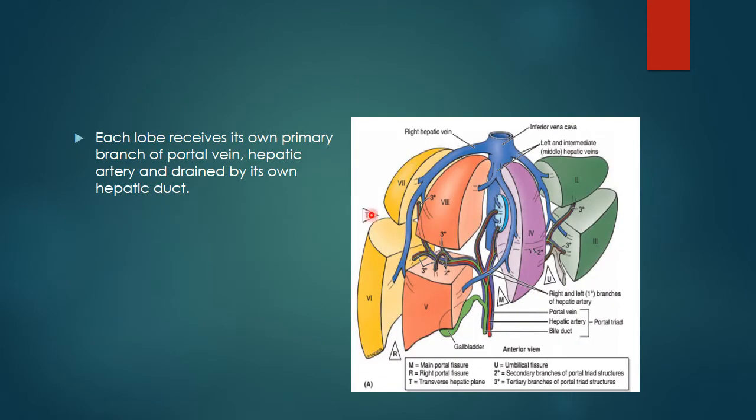Each functional lobe receives its own primary branch of portal vein and hepatic artery, and is drained by its own hepatic duct. Here we can see the primary division of this portal triad. This is the blue colored portal vein, and then the hepatic artery and bile ducts. This is the primary division, and the middle hepatic vein runs in this main portal fissure.